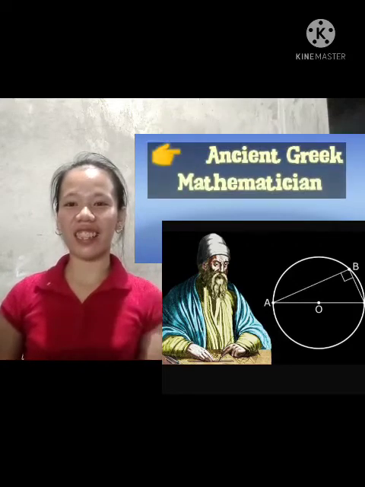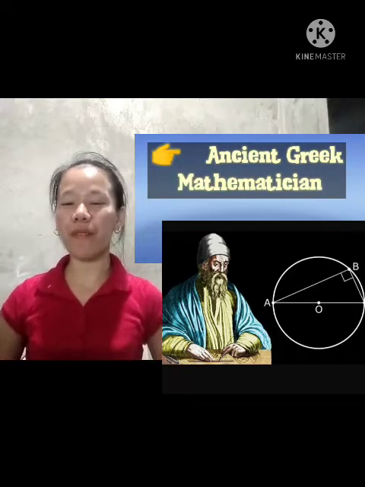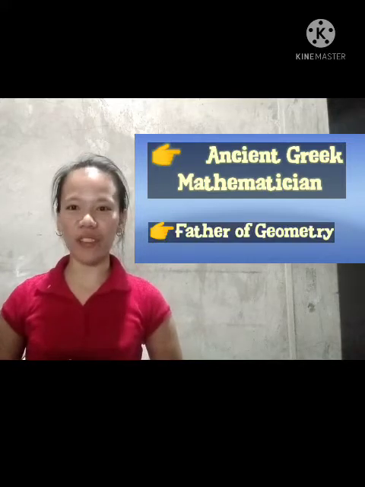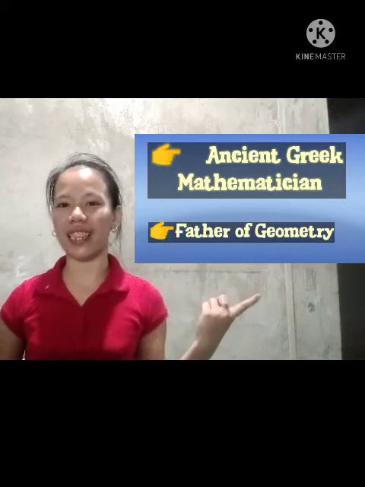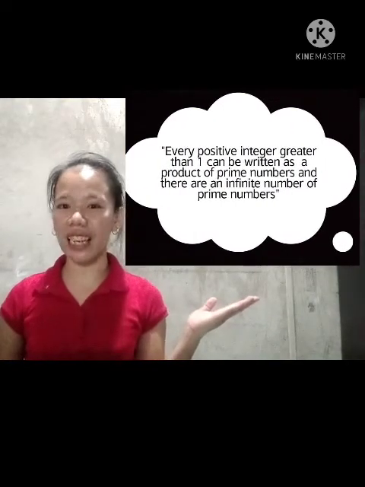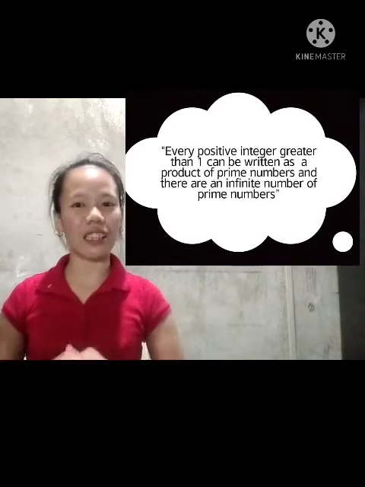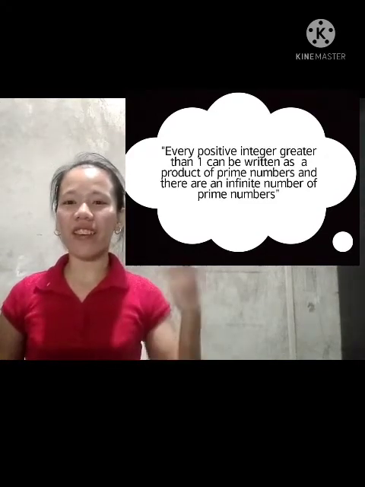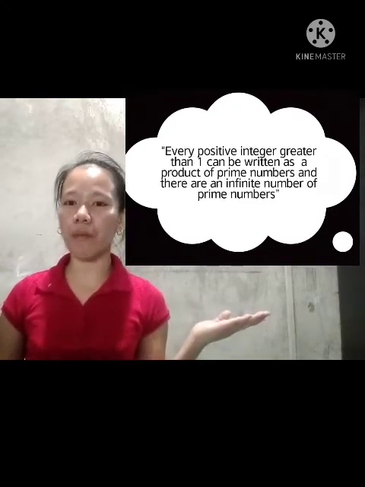Euclid was an ancient Greek mathematician, came from Alexandria, and known as the father of geometry. He is mainly known for his work in the field of geometry and gave many more theorems. One of his theorems is that every positive integer greater than 1 can be written as prime numbers. And the other one is that there is an infinite number of prime numbers.